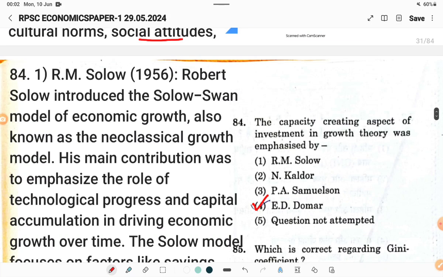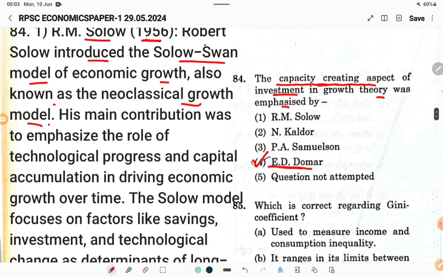So the first, second and fourth statements are right, but the question is asking about not correct, so the third will be the right answer here. Now the next question is 84th: the capacity creating aspects of investment in growth theory was emphasized by E.D. Domar. So the right option will be E.D. Domar here, and we can describe all four options. So first one is R.M. Solow, 1956. Robert Solow introduced the Solow-Swan model of economic growth, also known as the neoclassical growth model. His main contribution was to emphasize the role of technological progress and capital accumulation in driving economic growth over time.